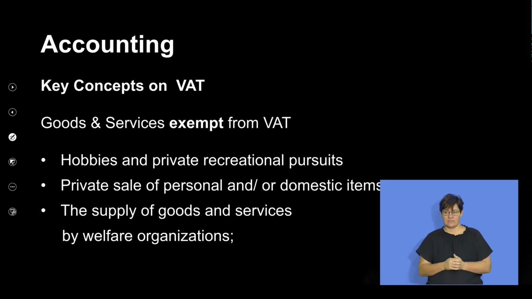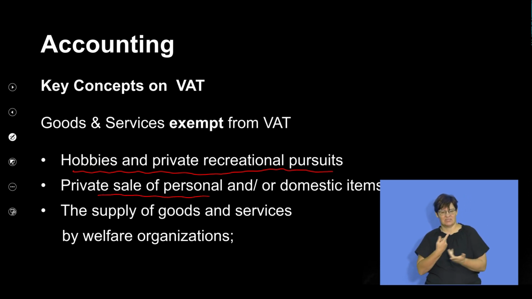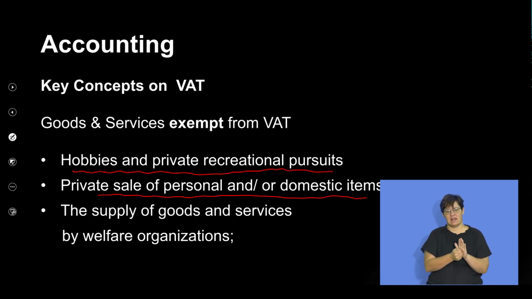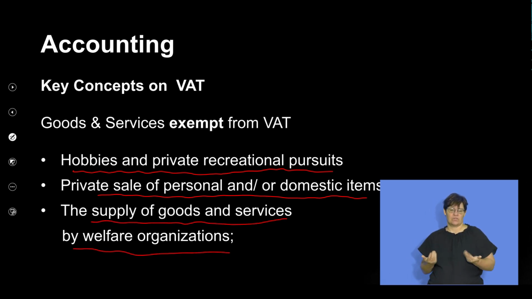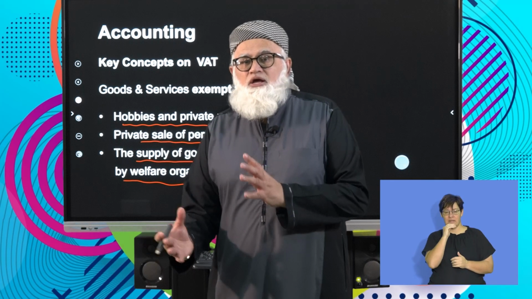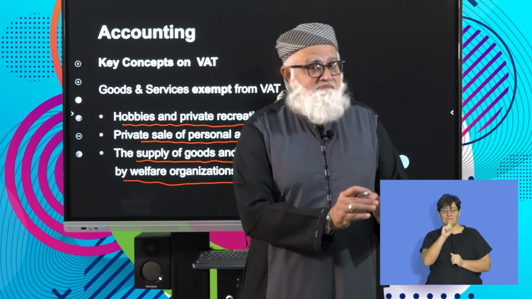Then you have other items, which would be hobbies and private recreational pursuits, private sale of personal or domestic items, the supply of goods and services by welfare organizations. All of these fall within the category of VAT exempt.